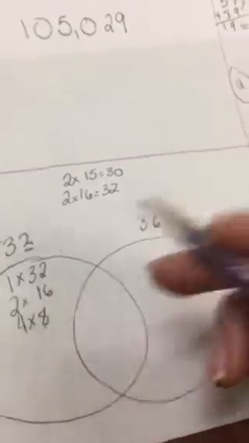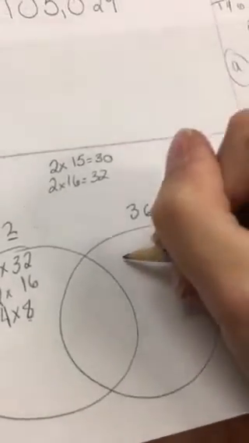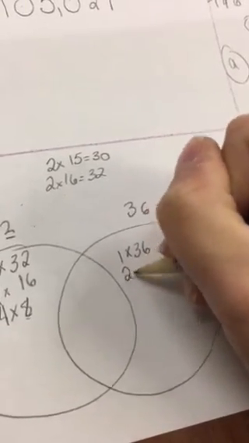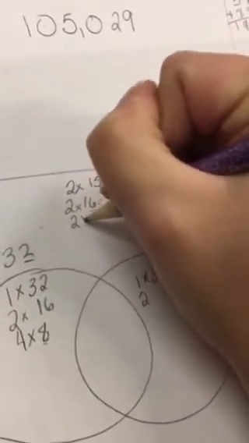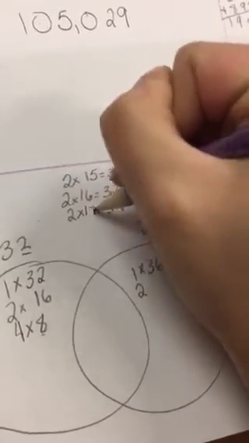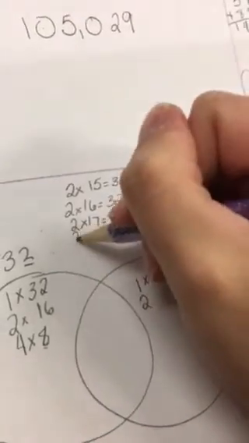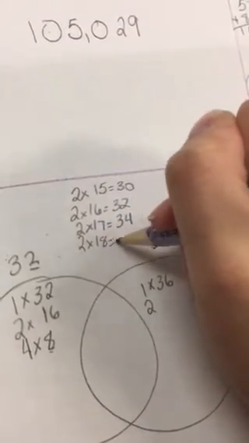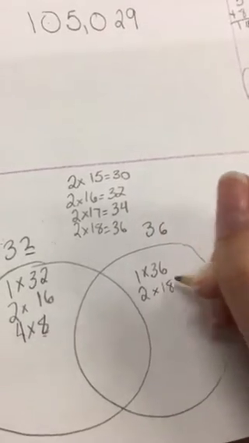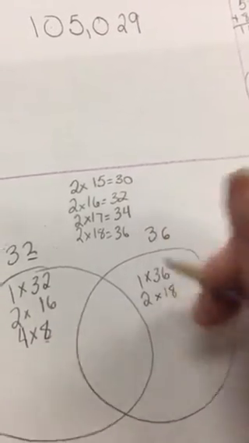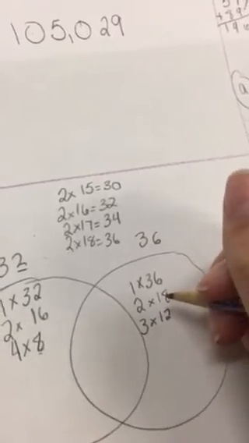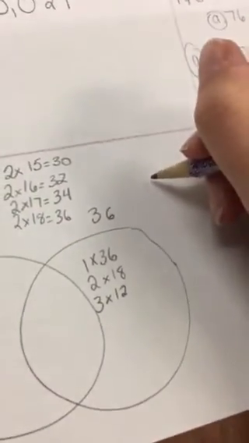So I'm done with all of these guys. I'm going to come to 36. 1 times 36, yes. 2, probably, but let me keep counting here since I already have this. 2 times 17 is 34. 2 times 18 is 36. Okay, I know 3 is a factor. 3 times 12. Is 4 a factor?